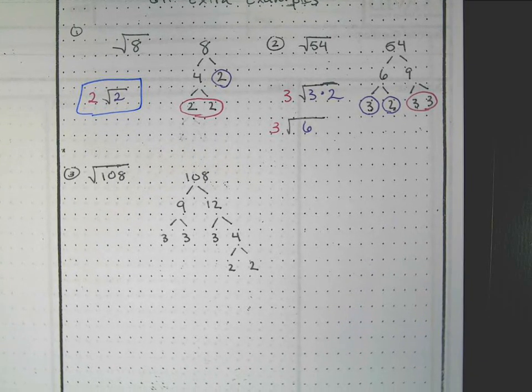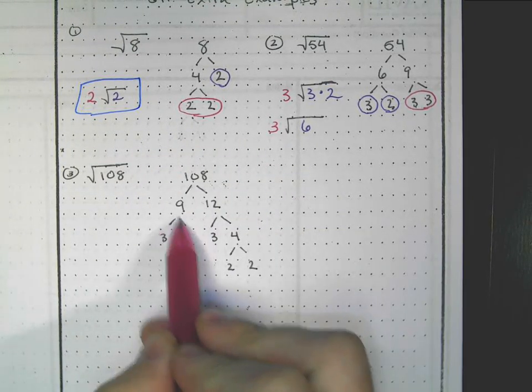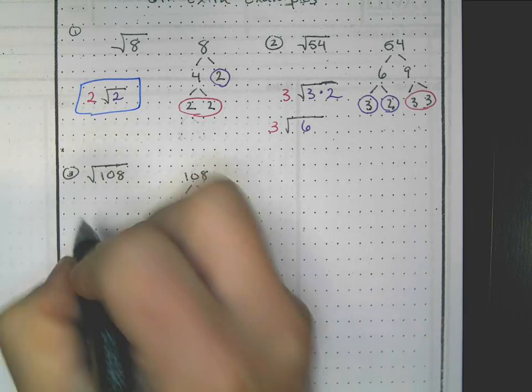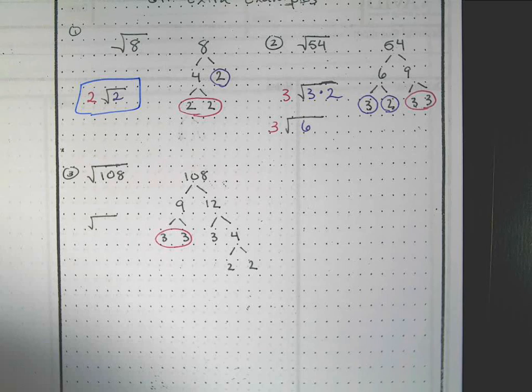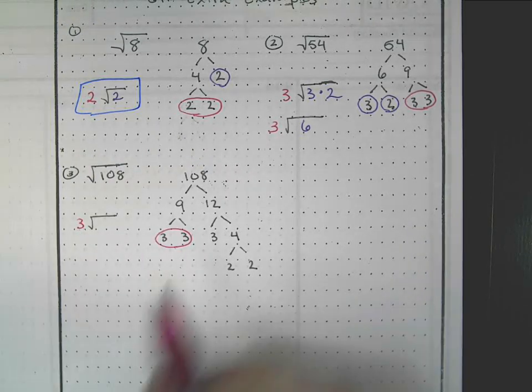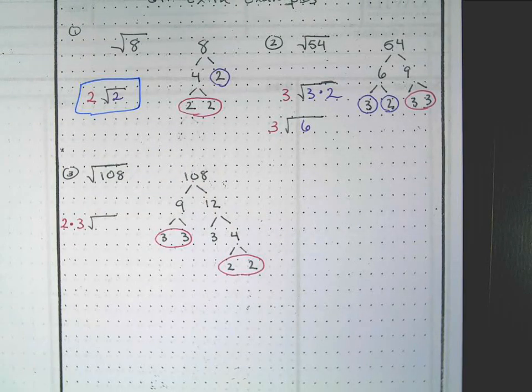Now, anywhere there's a pair, we pop it out front. I go to the end of my line. I see they end right here, so that's a pair of 3's. I write my square root symbol for my answer. So a 3 comes out front. There was a pair of 3's, so a 3 came out front. There's a pair of 2's, so I'm going to put times 2 out front.